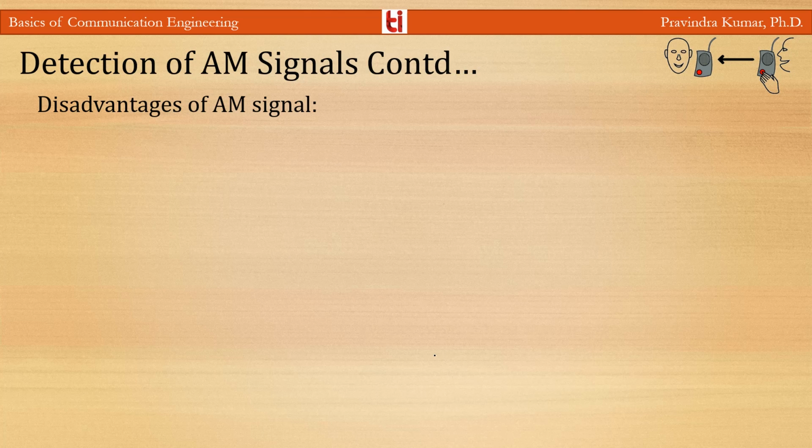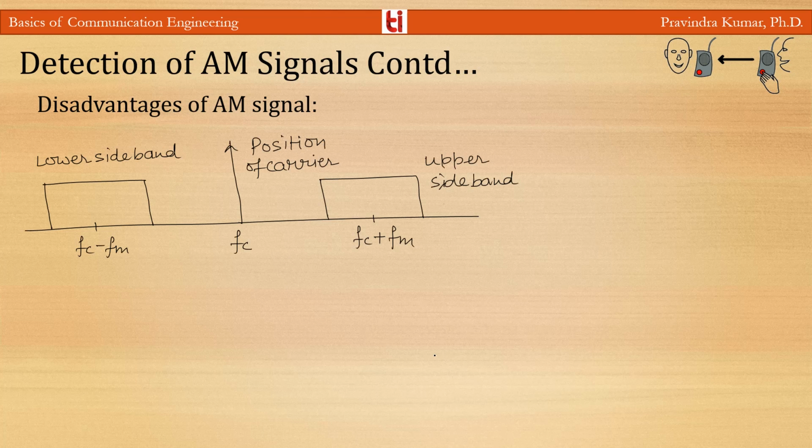The amplitude modulated AM signal which we have discussed, containing a carrier along with two sidebands, is termed as double sideband full carrier. So the amplitude modulated signal which we have discussed here is basically amplitude modulated double sideband with full carrier, AMDSBFC. And you can see its frequency spectrum, having the carrier frequency and upper and lower sidebands.